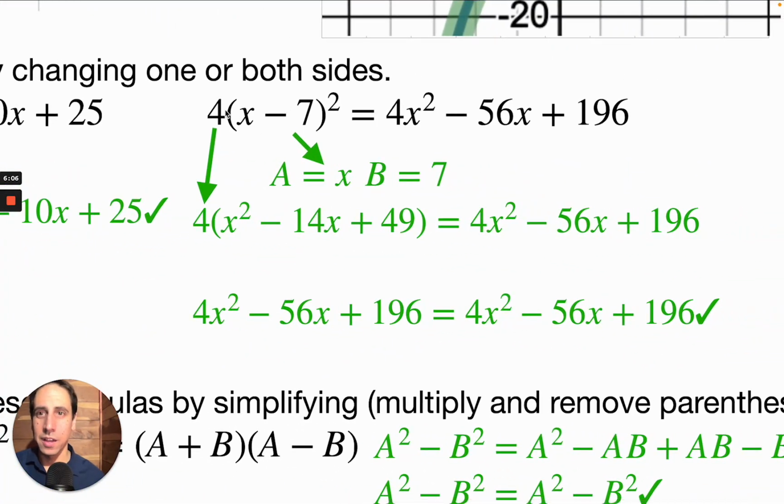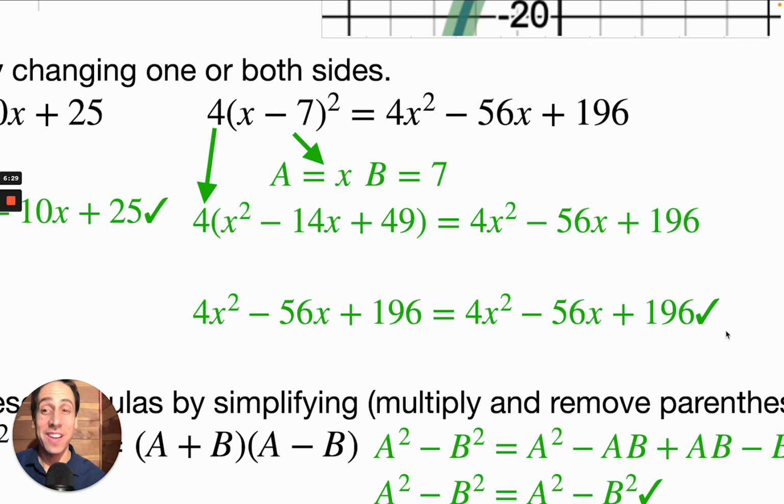Here, I'm not going to deal with this 4 yet. I'm going to deal with this squared first. A is x, b is 7, and I'm going to use the perfect square trinomial formula. We get x squared minus 14x plus 49. Distribute the 4 last, and we get that the left side is actually equal to the right side here. So check, we're done. Yay!